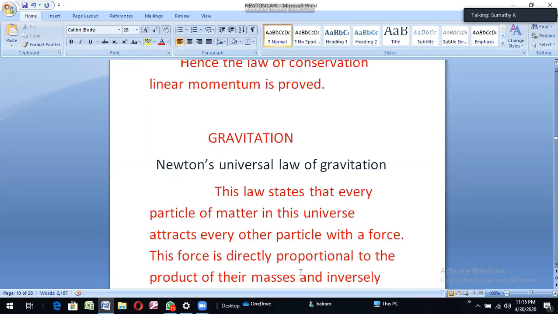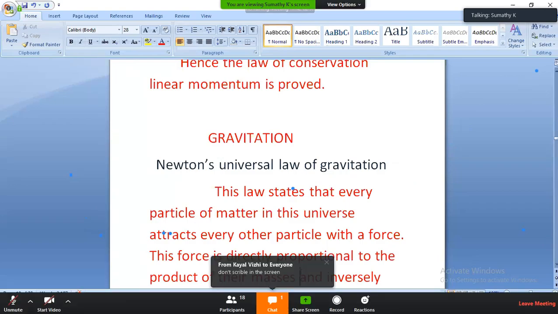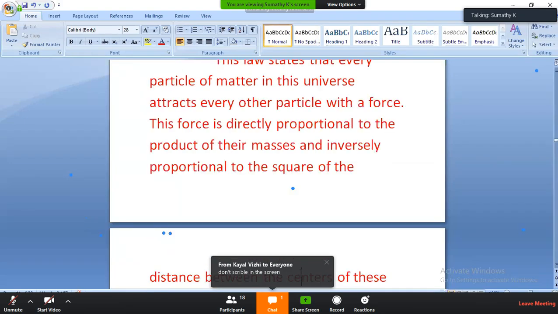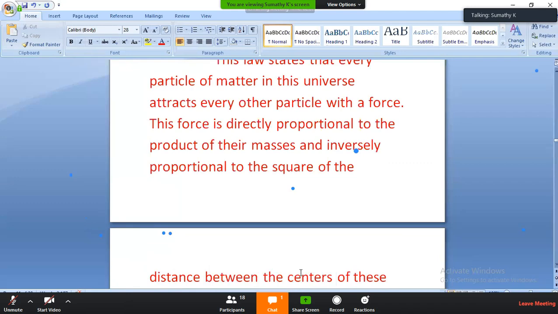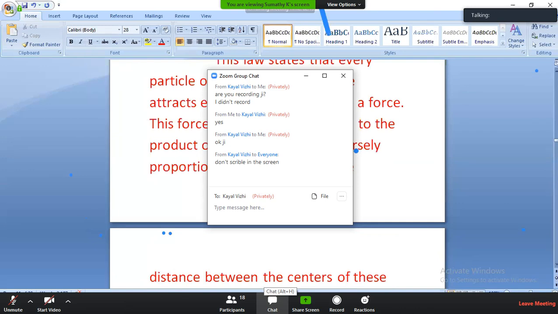Understand this law. What is the force? The force is directly proportional to the product of their masses. Proportional means the mass is more, the force will be more; the mass is less, the force will be less. Inversely proportional means the mass is more, the attractive force is less; this is less, that is more. The force is inversely proportional to the distance between the centers of the bodies. Understand?